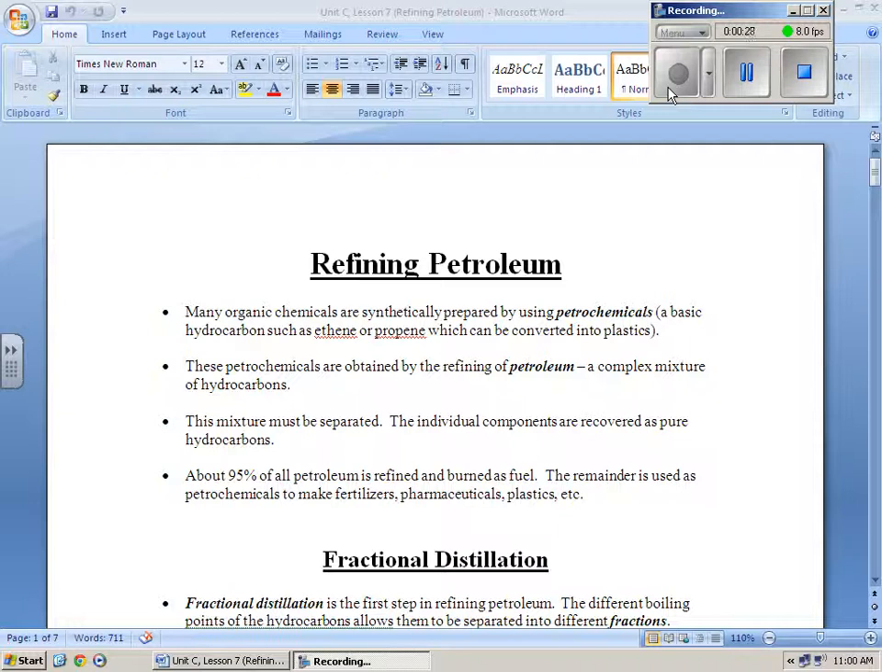It's made by refining petroleum, and it has to be separated into different types of structures here. So the individual components are recovered as pure hydrocarbons.